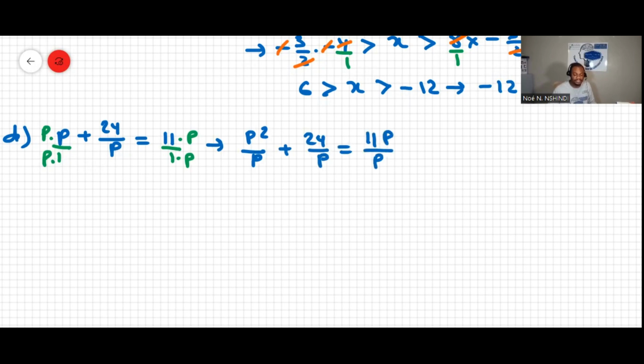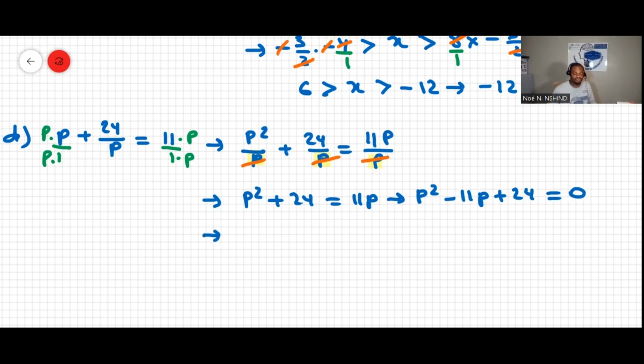Now the fact that the denominators are common in this equation, we can just drop the denominator and equate the numerators. So this will become P squared plus 24 equal to 11P. So we can move the 11P over. That makes P squared minus 11P plus 24 equals 0.